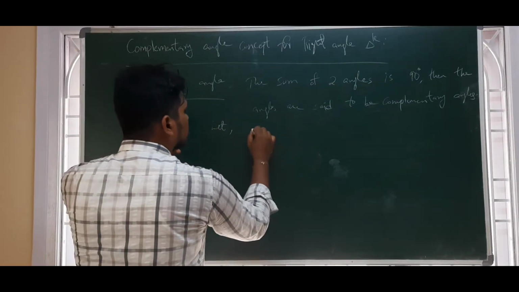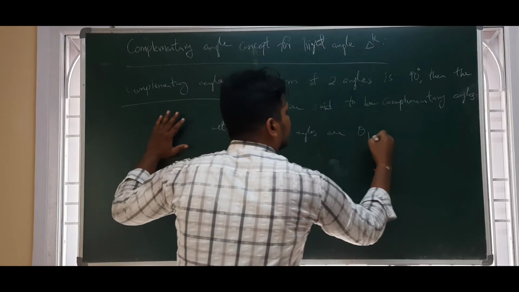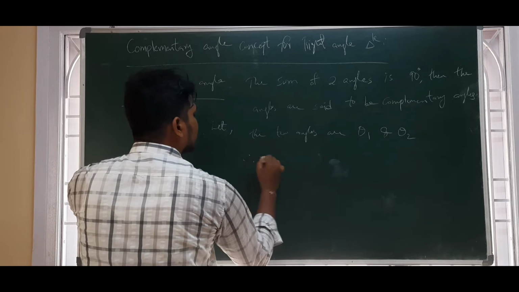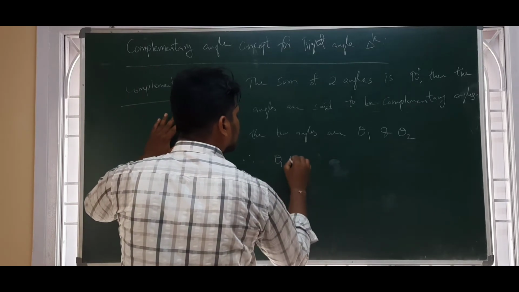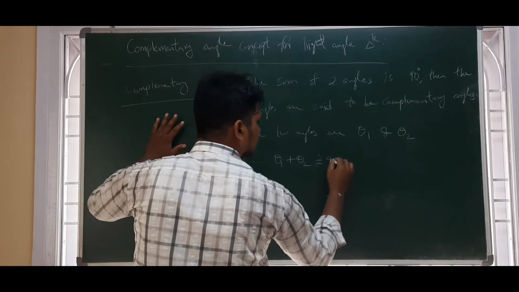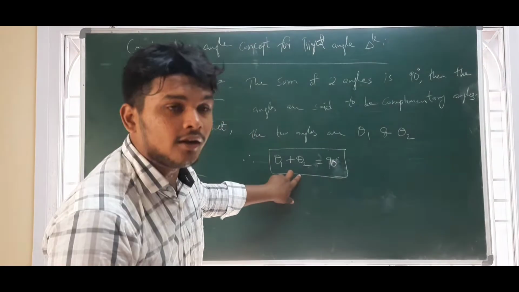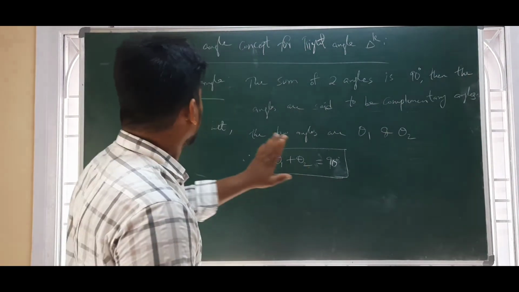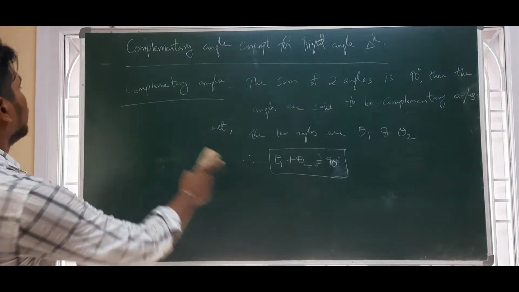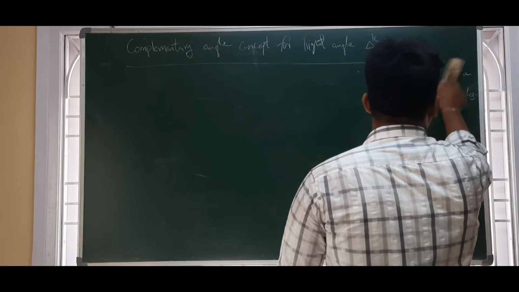Let us suppose the two angles are theta 1 and theta 2. Therefore, the definition tells the sum of two angles, that is theta 1 plus theta 2, is 90 degrees. Then these two angles are said to be complementary angles to each other. This is what the definition of complementary angle tells us. And now, this complementary angle condition applied for right angle triangle we will discuss now.